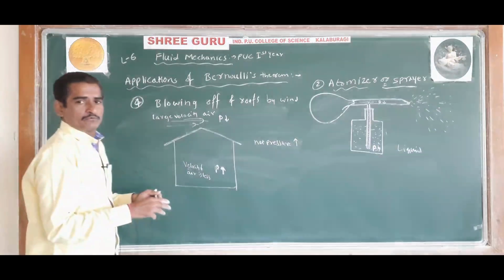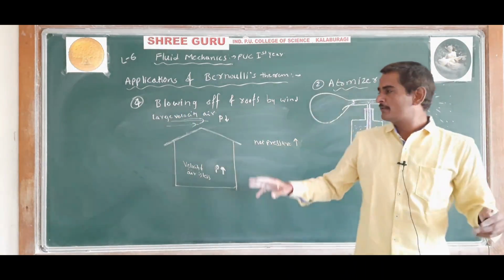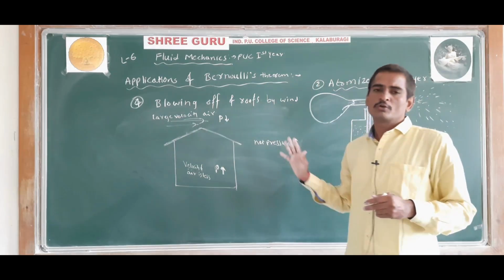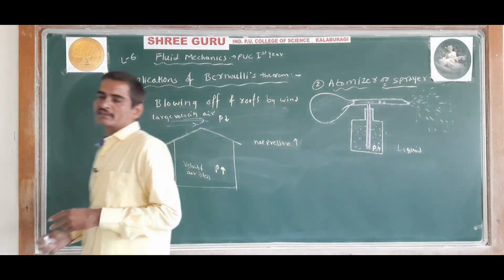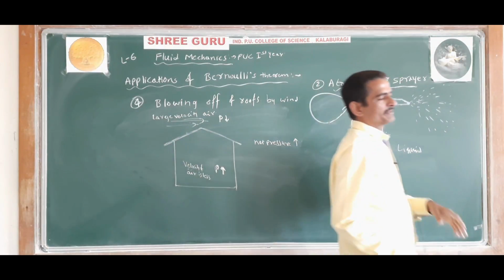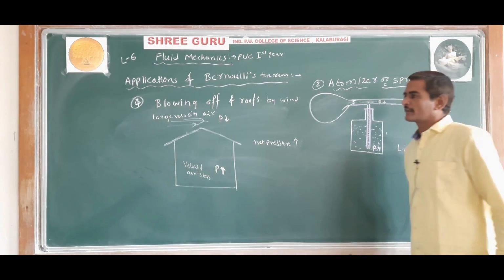Because of the fast moving wind, that is a high speed wind, the roofs of the house are blown off by the large velocity wind. Understood? So this is also an application of Bernoulli's theorem.